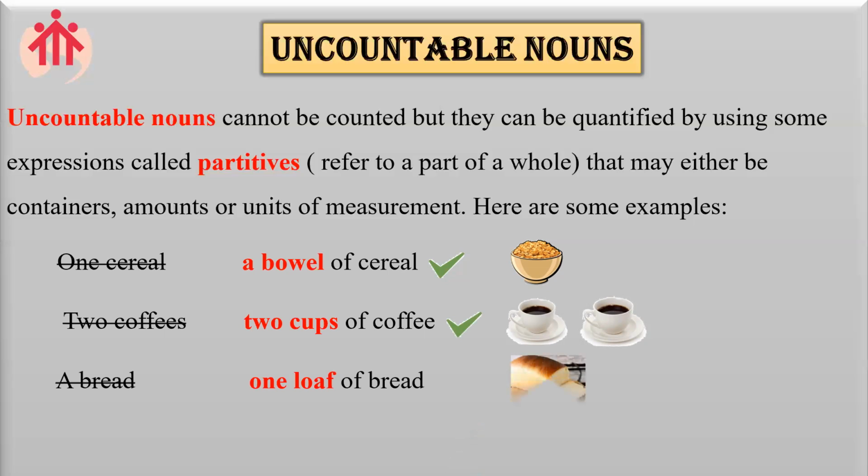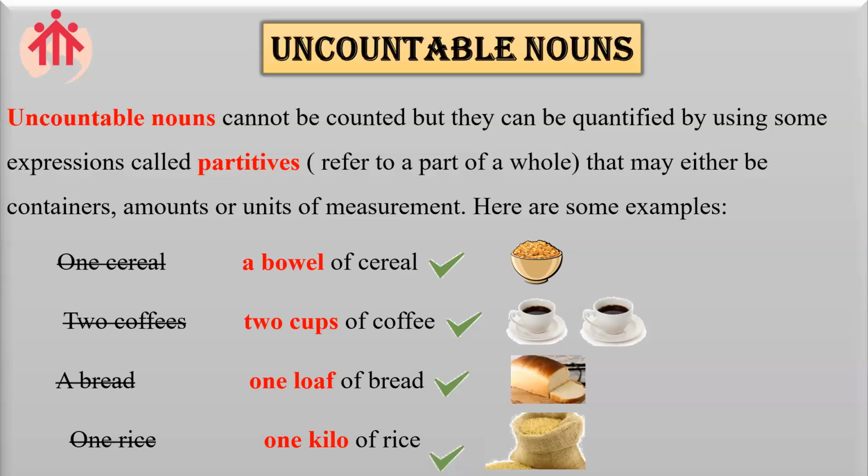It's not correct to say a bread, but we can say 1 loaf of bread, 2 loaves of bread. And we don't say 1 rice. We can say 1 kilo of rice or a pack of rice, because rice is uncountable.